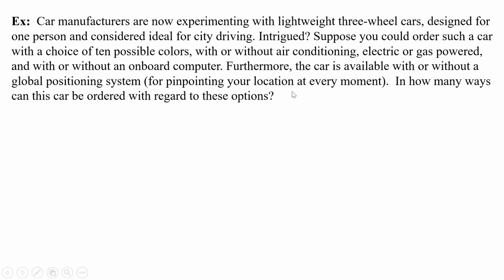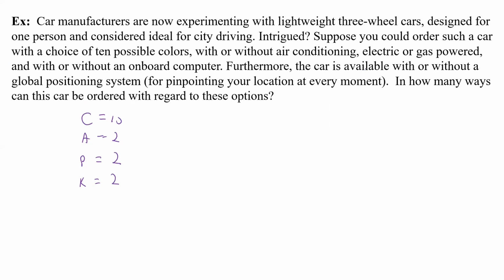What about this one? We have a car manufacturer experimenting with lightweight three-wheeled cars designed for one person and considered ideal for city driving. Intrigued? Suppose you could order such a car with a choice of 10 colors. So let's see, C is 10. With or without air conditioning, we'll call that A, so that's 2. Electric or gas, so power is two possibles. And with or without a computer. We already did color, so we'll do a computer with a K, and there are two possible ones.